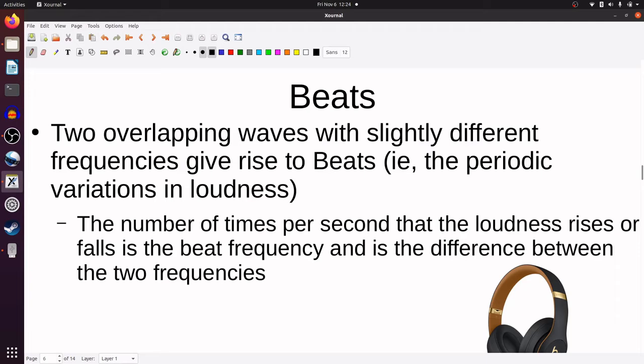So your beats, that's what you're hearing. And that's the number of times per second that the loudness rises or falls, and we call that the beat frequency. The difference between the two frequencies is going to be the beats. And that's what you're hearing.